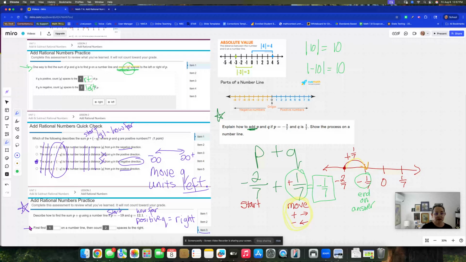So now I'm going to look at this stem that they've given me here. First, find blank on a number line. That sounds like starting at blank. First find, I'm going to think of that as start. And remember we start at P. So first I'm going to find negative 19 on a number line, then count blank spaces to the right. Well, I already knew that Q was how far I'm going to move, and it was to the right. Plus it's the only other number in the problem. So I'm going to put 12.1 here. Q is how far I'm moving to the right.